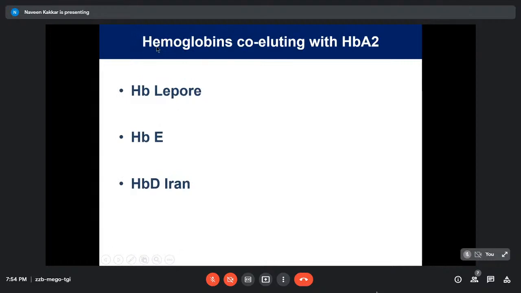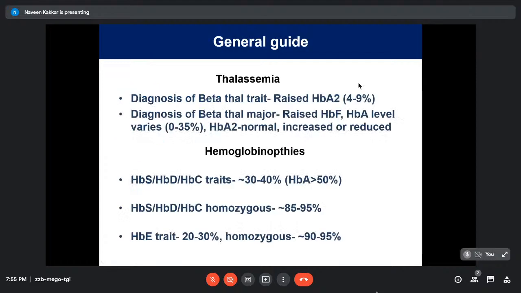We talked about coelution. Remember, in electrophoresis, hemoglobin S, D, G, L came out in the same band. Same way, A2, C, E, O you'll see in the same band. While in HPLC you'll find Lepore, hemoglobin E, and D-Iran coeluting with A2 as your major area, because that's what we deal with often. You'll again see examples of this.